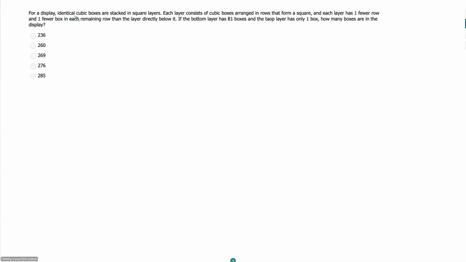For a display, identical cubic boxes are stacked in square layers. Each layer consists of cubic boxes arranged in rows that form a square, and each layer has one fewer row and one fewer box in each remaining row than the layer directly below it. If the bottom layer has 81 boxes and the top layer has only one box, how many boxes are in the display?